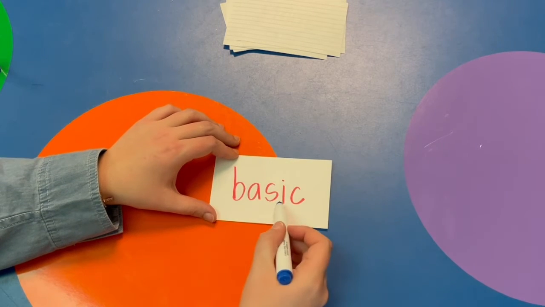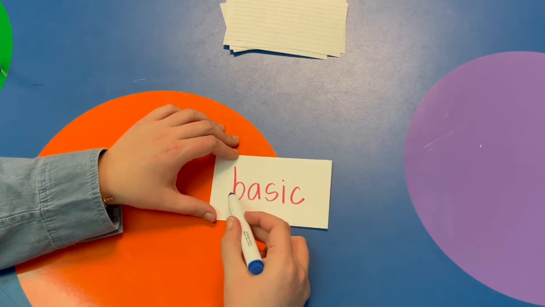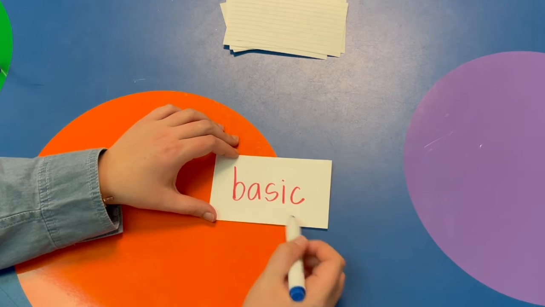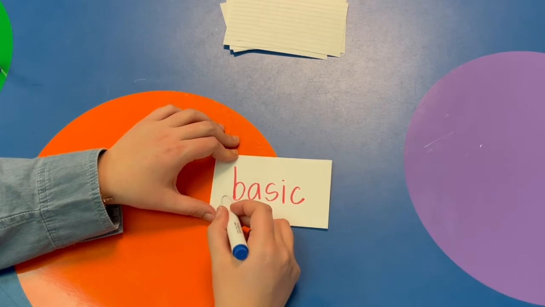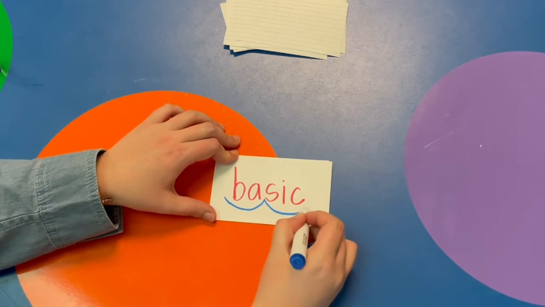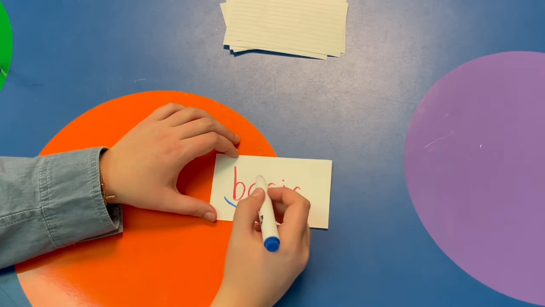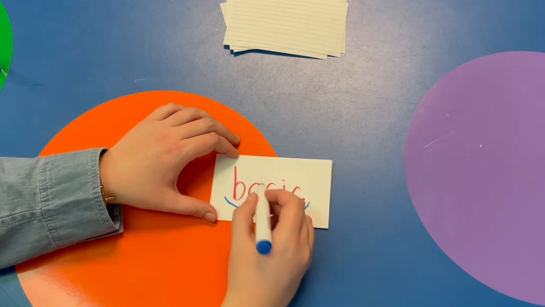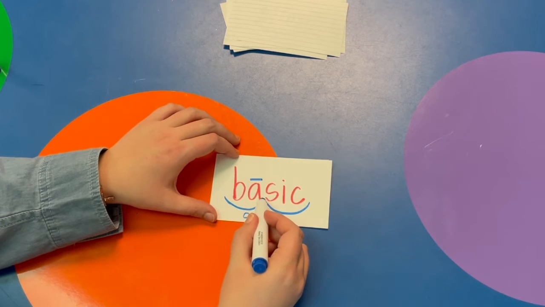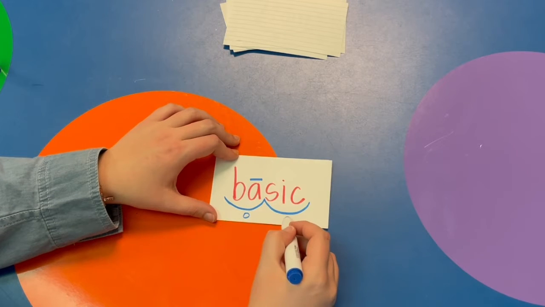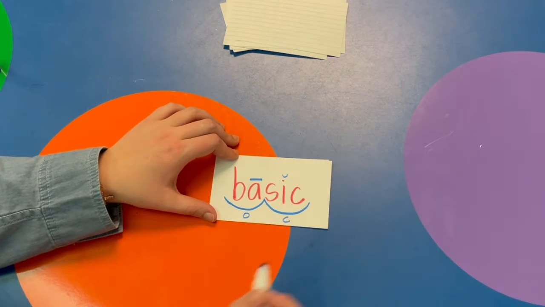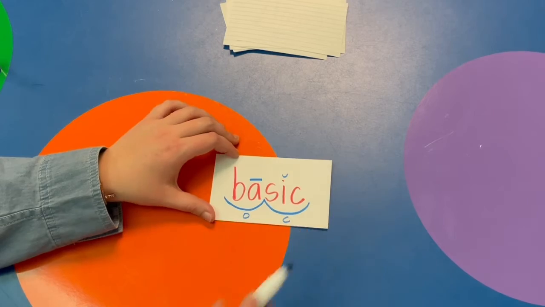Some people may want to separate it right here, and it would be the word bas. Basic is not a word, so let's separate it a different way. Try it this way. Good. The A would be open, and it says its name. Basic is closed. The I says I. Basic. Basic.